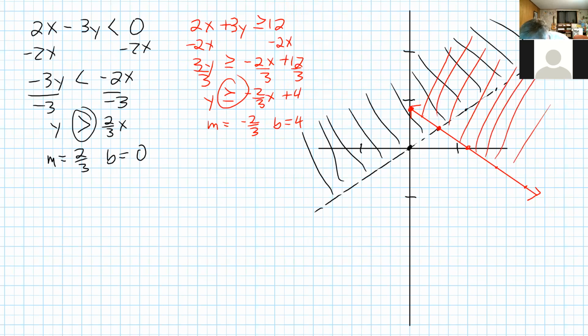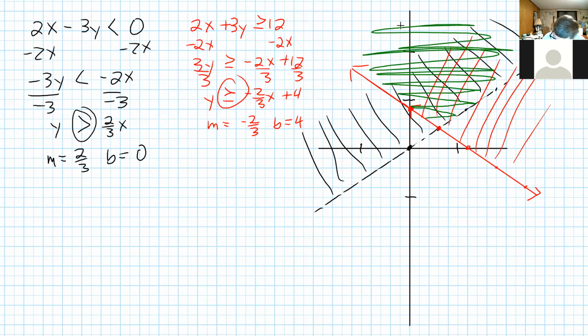Let's see, if I extend this line up there a ways, and then let's go with green again. Our solution is where the two graphs overlap. So this is solid along here, dotted along there, and then everything above there. All right, any questions on this example?